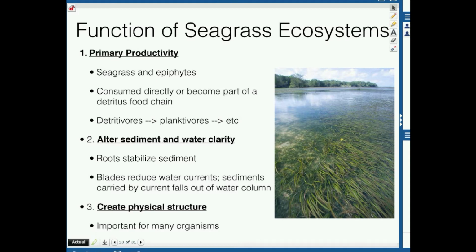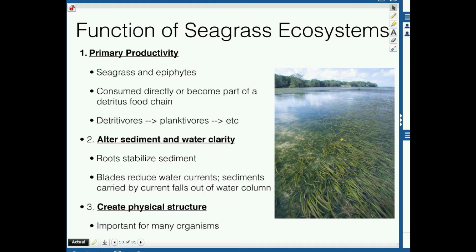Some important things with the seagrass ecosystems: seagrasses have a lot of primary productivity, right? They're plants, so they're producing a lot of oxygen in the water, but they also have little critters and little algae things that live on them. They call those epiphytes, and those also add to the food chain. Seagrass can be consumed directly by things. Manatees will eat seagrass, or they can become part of the detritus food chain when they die. Detritivores will eat them, and planktivores, on and on and on.